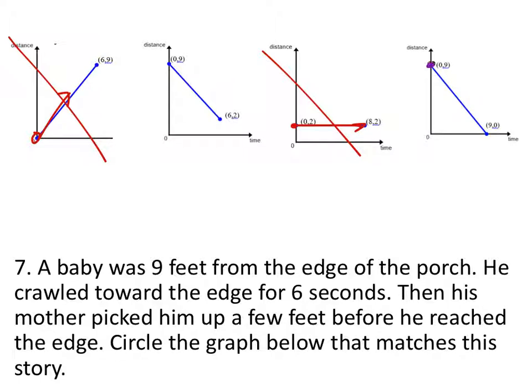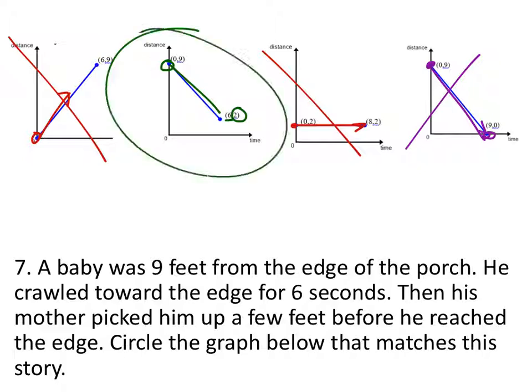On this one, it shows that the baby starts 9 feet from the edge and then in 9 seconds actually gets to the edge, which is, again, no good. On this one, it starts 9 feet from the edge, and then 6 represents seconds. The 2 is feet away from the porch, and that's when the mom picked him up. So it would be this one.